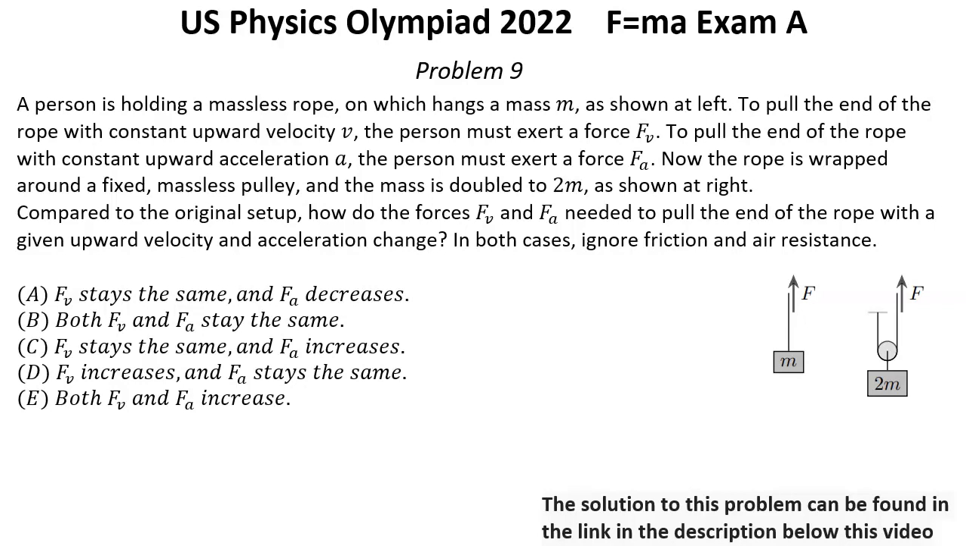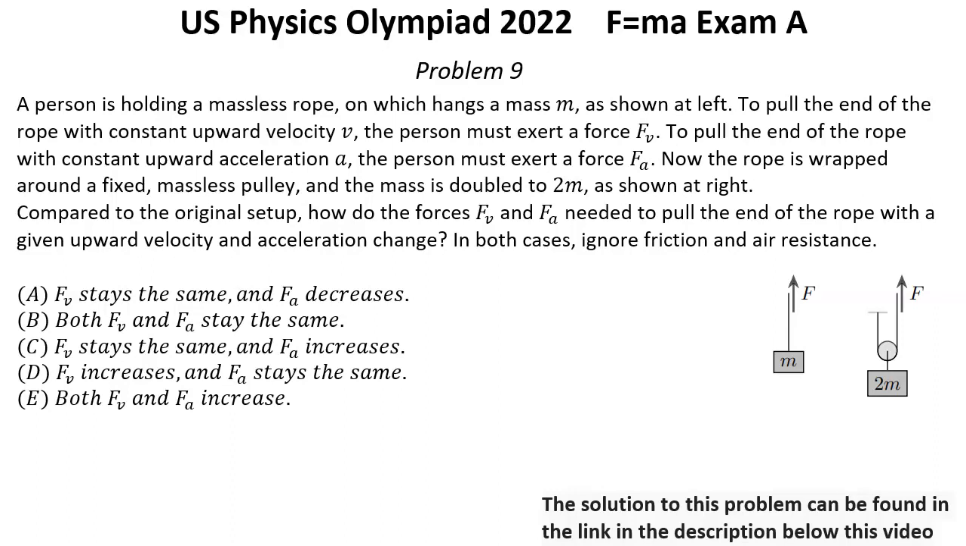Problem number 9. A person is holding a massless rope on which hangs a mass m, as shown at left. To pull the end of the rope with a constant upward velocity v, the person must exert a force Fv. To pull the end of the rope with a constant upward acceleration a, the person must exert a force Fa. Now the rope is wrapped around a fixed massless pulley and the mass is doubled to 2m, as shown at right.